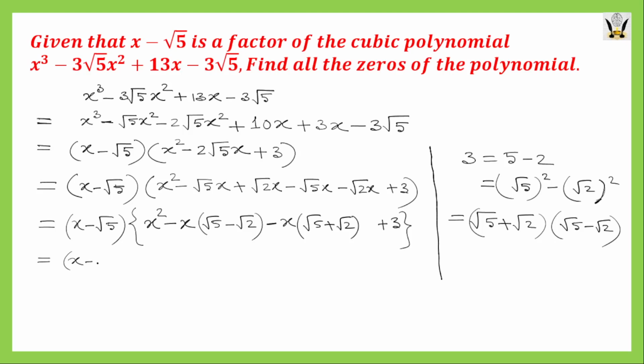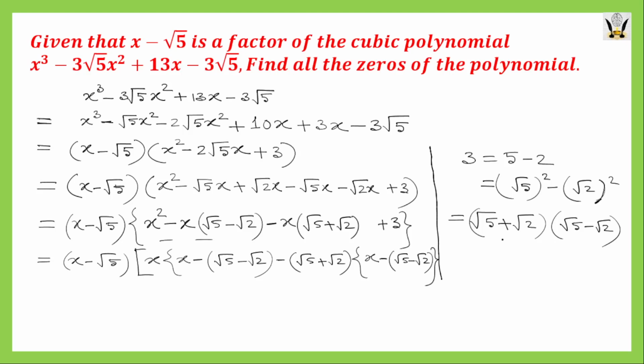Now in the next step, if we take minus root 5 plus root 2 common, then what we will be left with is x here, and here we will have root 5 minus root 2. Because we know that when we multiply root 5 plus root 2 by another factor like root 5 minus root 2, we get 3 as the result of multiplication. Now the first factor is x minus root 5, and from here the second will be x minus root 5 minus root 2, and the third factor will be x minus root 5 plus root 2.